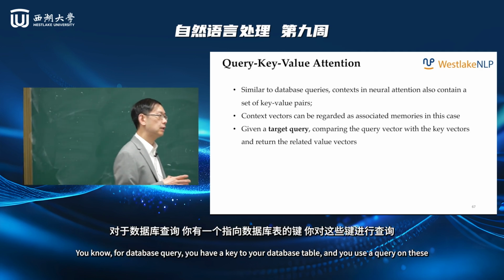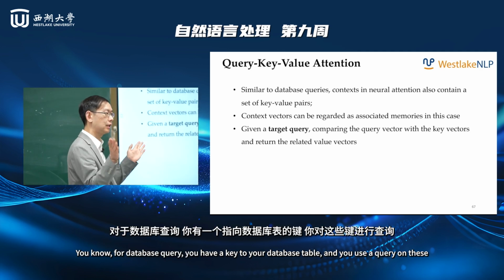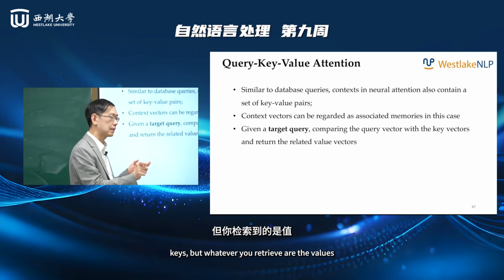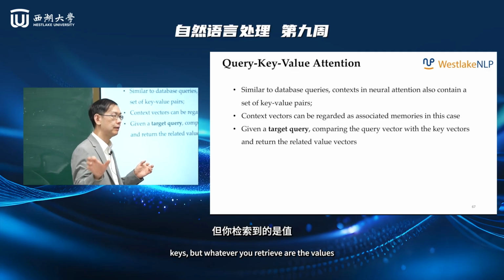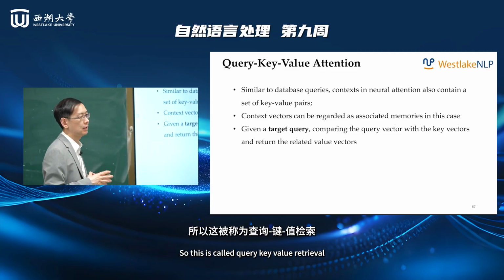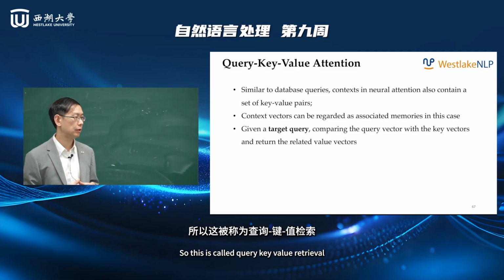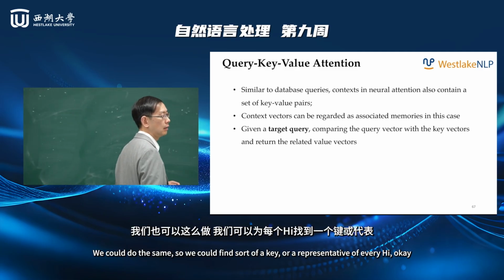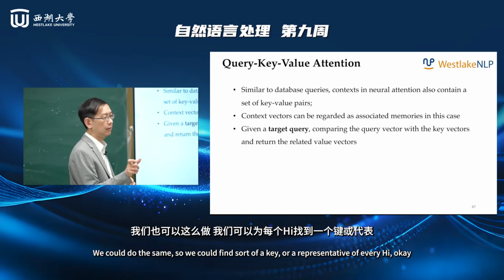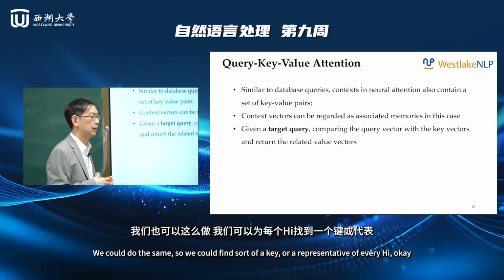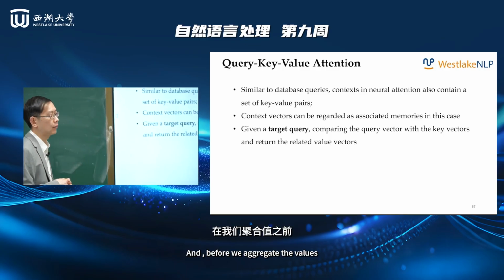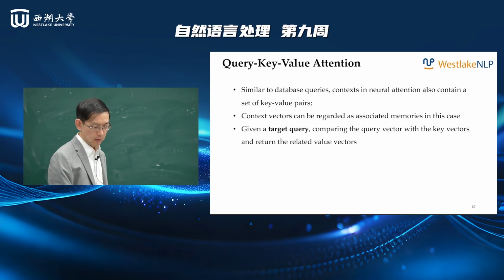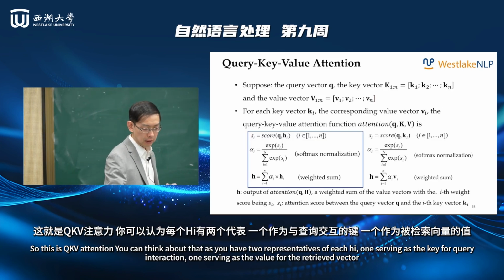You know, for database query, you have a key to your database table. And you use a query on these keys, but whatever you retrieve are the values. So this is called query key value retrieval. We could do the same. So we could find sort of a key or a representative of every HI, okay? And before we aggregate the values. So this is QKV attention.